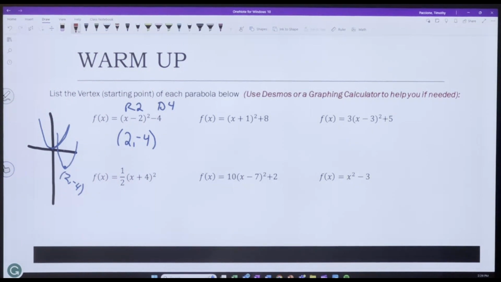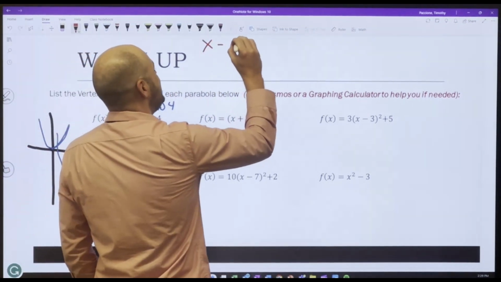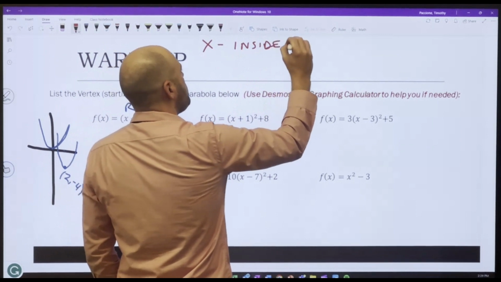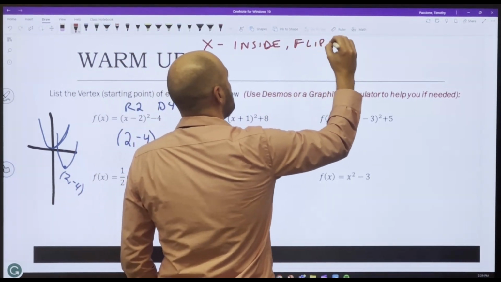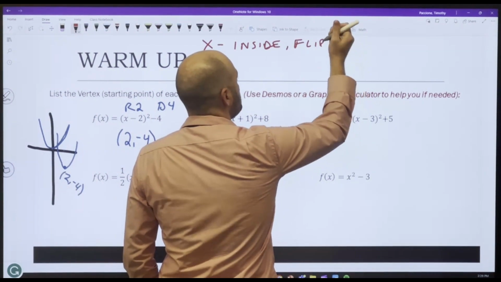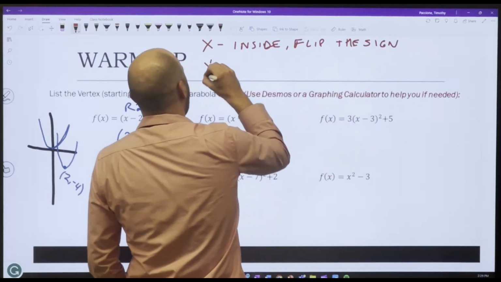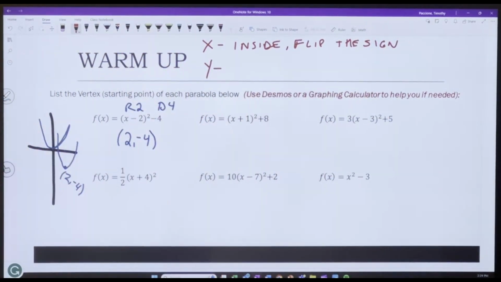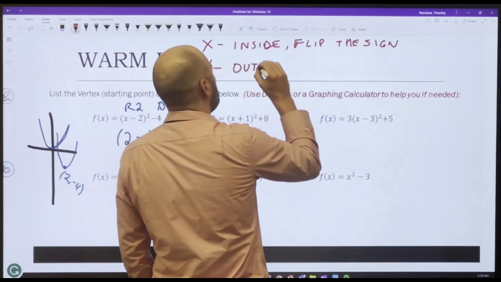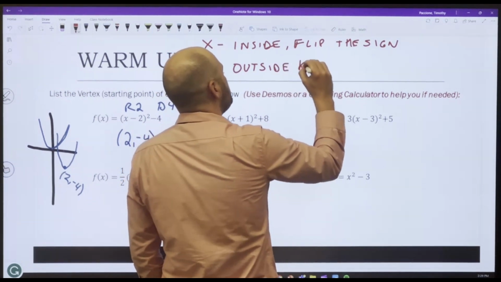To get my x, what do we do? Go inside and do what? Switch the sign, right? So x is inside, flip the sign. And to find our y, we go straight up, outside, keep it, right? Outside, keep the sign.